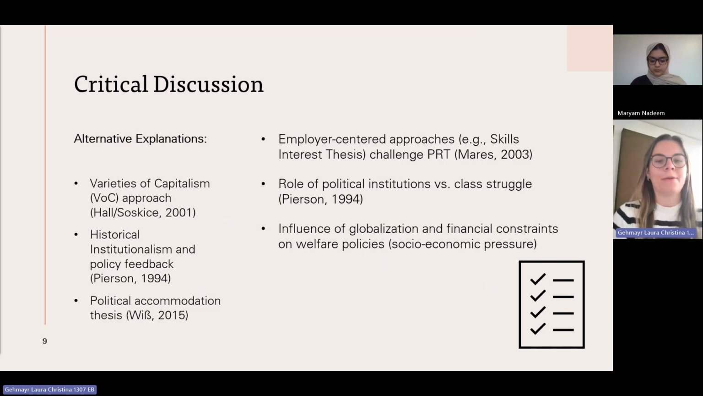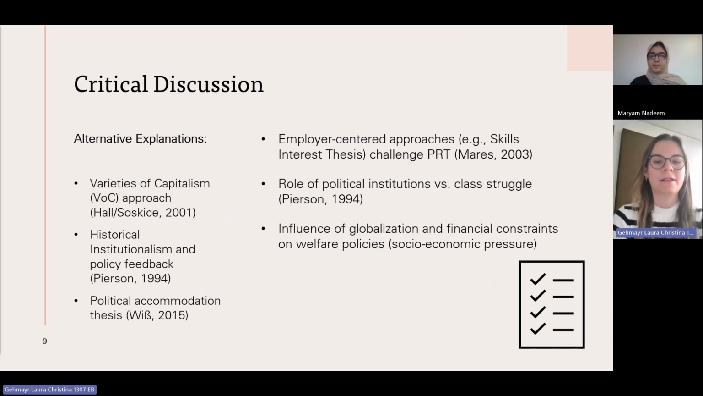It argues that once policies are in place, they shape future possibilities by sticking to the path that they have taken, often independent from political shifts. Therefore, power is limited through path dependency. This is particularly put forward by Pierson.